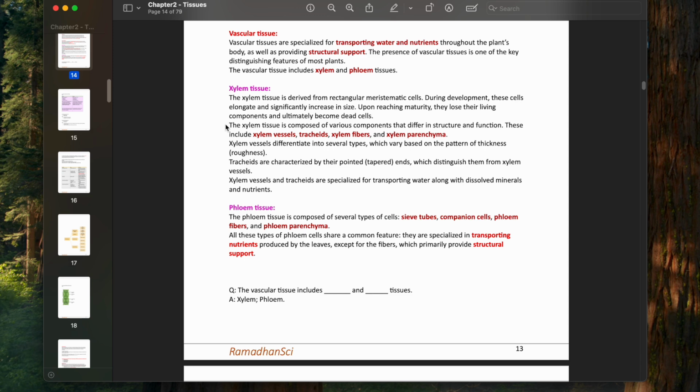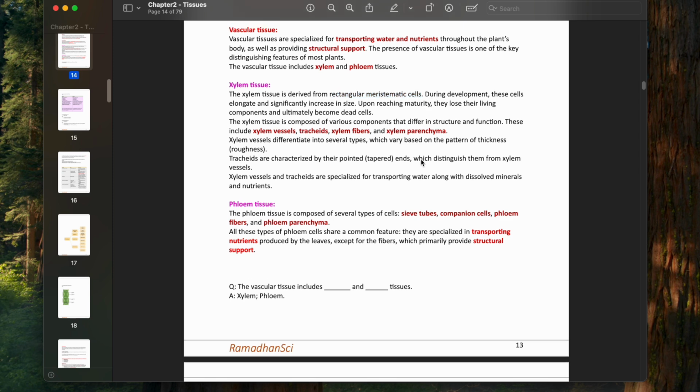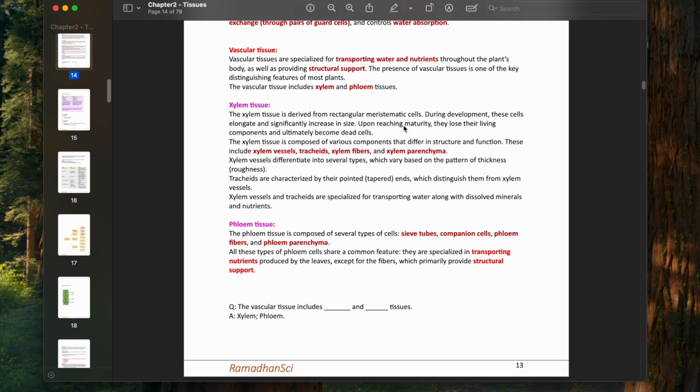So what you should know about that, you should know where they're derived from. Okay, so the xylem tissue is derived from the rectangular meristematic cells. This can present in the form of a blank question, for example. And you should know that the mature form loses its living components and ultimately becomes dead cells.